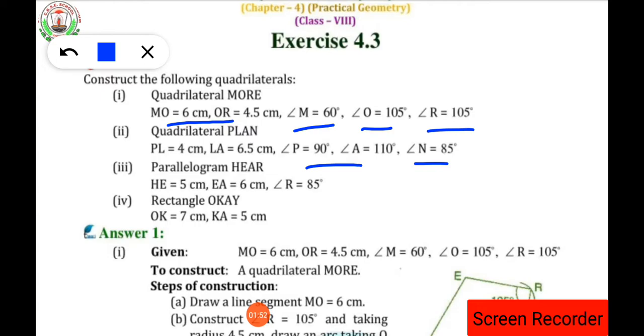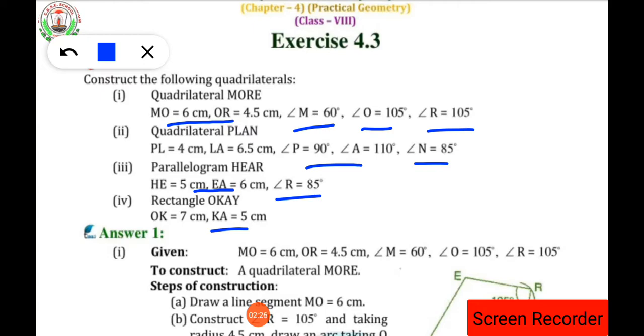Next which we have to construct is a parallelogram. The name of the parallelogram is HEAR, where the measurement of HE is 5 centimeter, EA is 6 centimeter and the angle R is equal to 85 degree. Clear? Next what we have to construct is a rectangle. The name of the rectangle is OKAY, where OK is equal to 7 centimeter and KA is equal to 5 centimeter is given.